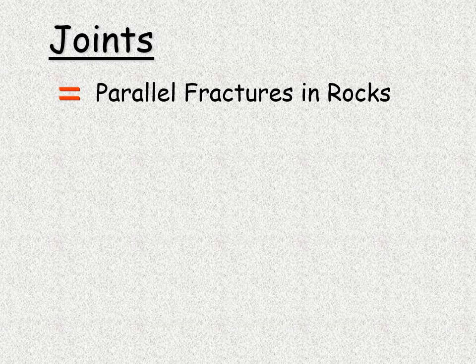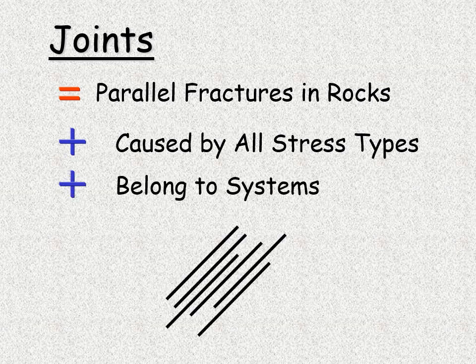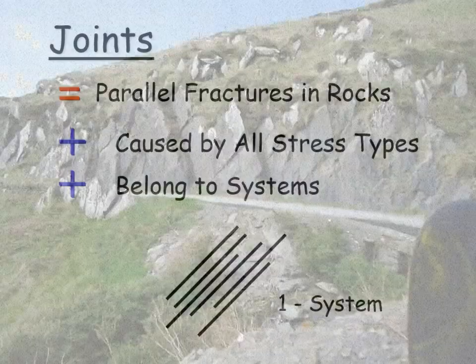Another type of structure that we talk about in geology is called joints. Joints are parallel fractures in rocks. They are caused by all kinds of stresses. They normally belong to a system. For example, here's a set of fractures that you find in rocks. This is considered one system of joints.